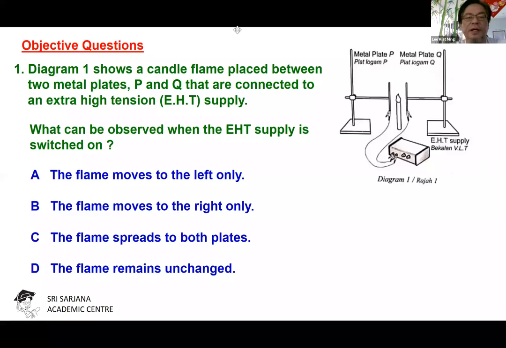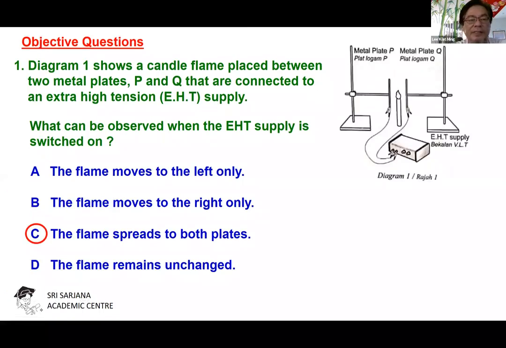What can be observed when we call it high voltage? Electrical high terminal supply is switched on. Based on what you learned in your syllabus, the flame will be flattened. Agree? So the best answer you're going to give for this question is none other than it will spread. C. Is that correct? If it's an easy question, I will run fast, unless it is hard.